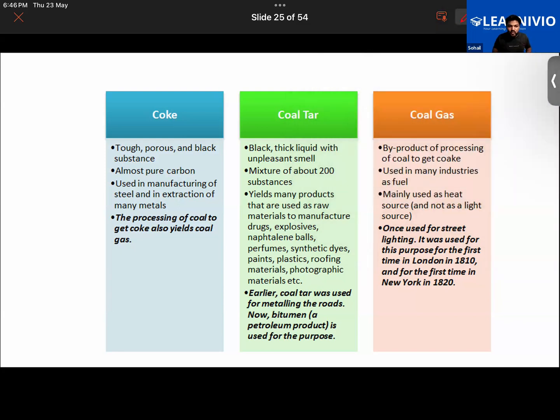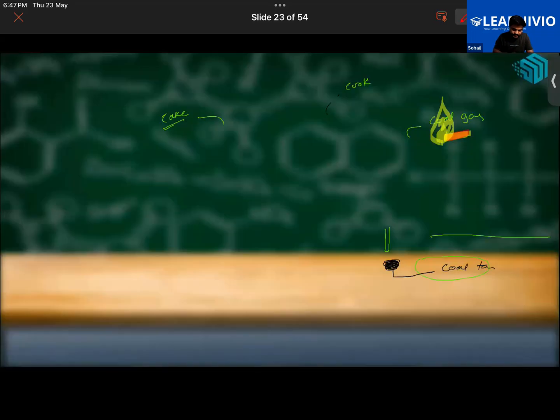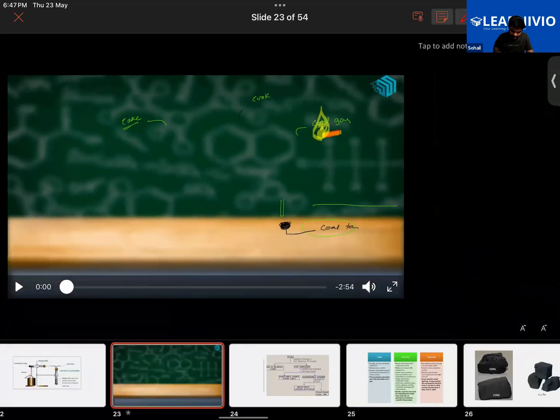Let us talk about coke. In which test tube was coke obtained? Test tube A or test tube B? It was obtained in test tube A.